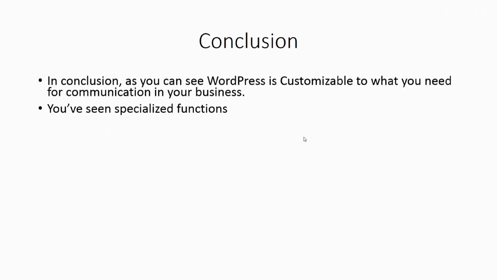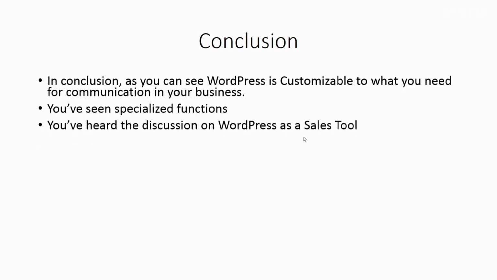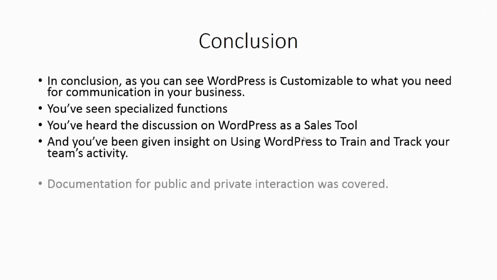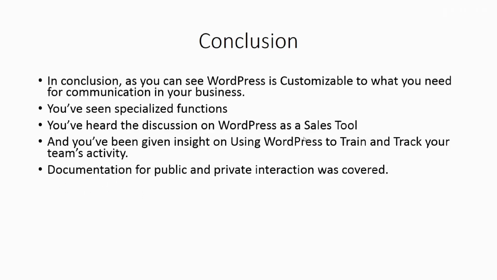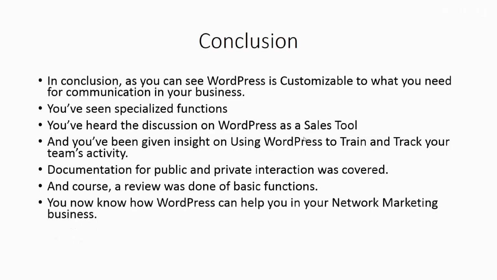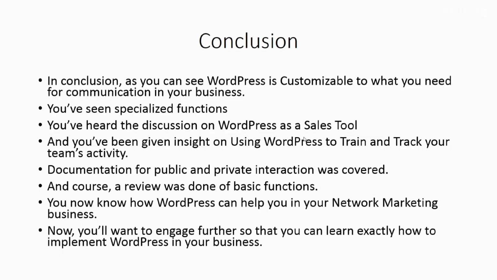You've seen specialized functions. You've heard the discussion on WordPress as a sales tool. And you've been given insight on using WordPress to train and track your team's activity. Documentation for public and private interaction was covered, and of course, a review was done of basic functions. You now know how WordPress can help you in your network marketing business. Now, you'll want to engage further so that you can learn exactly how to implement WordPress in your business.